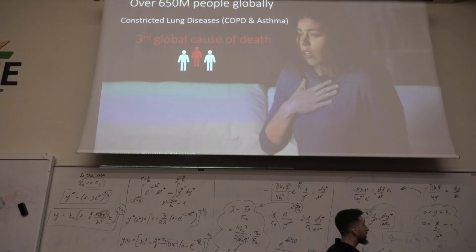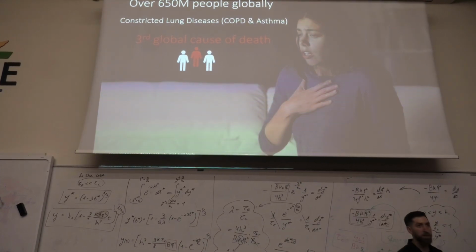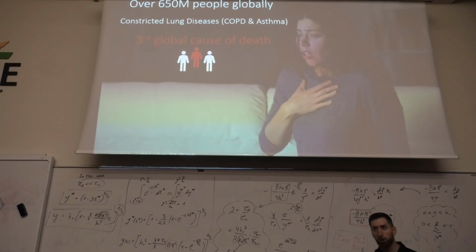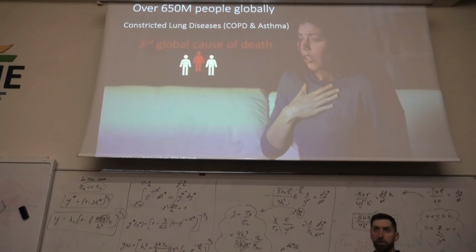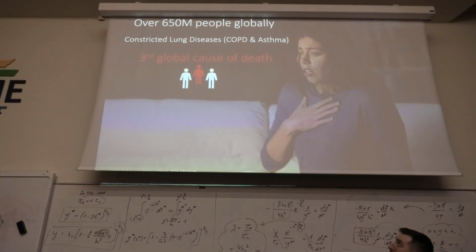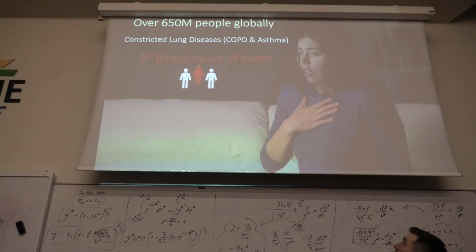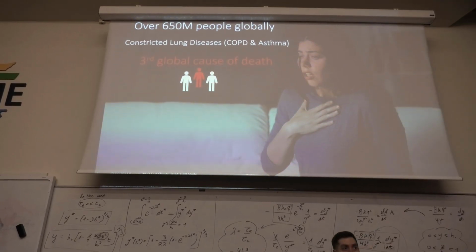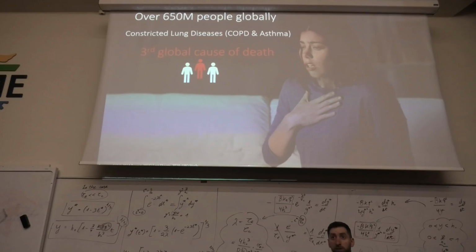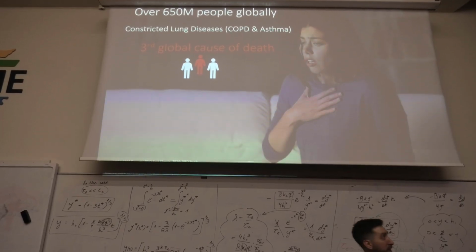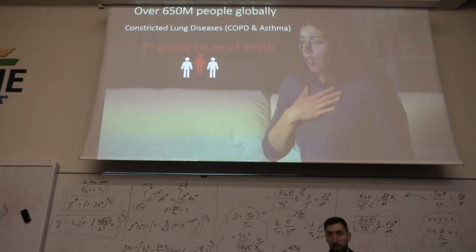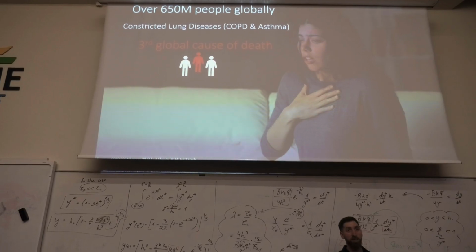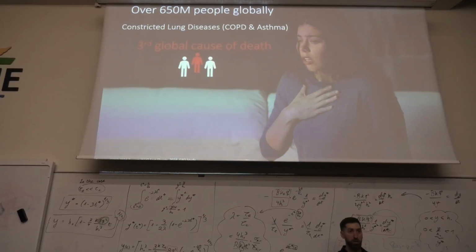Okay guys, so COPD and asthma is still a very huge problem. There are a lot of other diseases of the lungs, but constrictive lung diseases such as asthma and COPD are the third global cause of death in the Western world. 7% of all the people in the world suffer from that. And one of the reasons is that we need better engineers to build better inhalers.